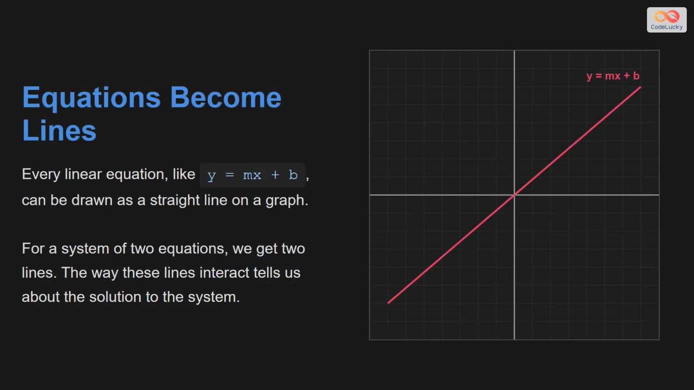Each linear equation can be represented as a straight line on a graph. So, a system of two linear equations can be visualized as two lines. The interaction between these lines is the key to understanding the solution.